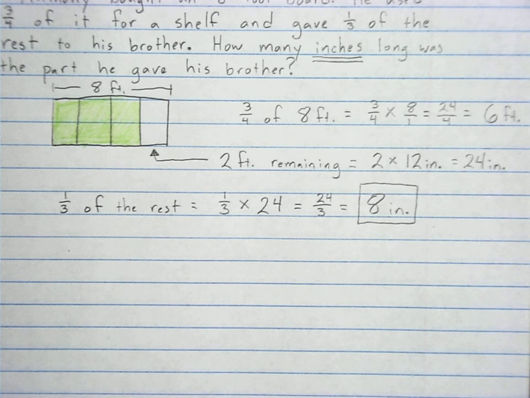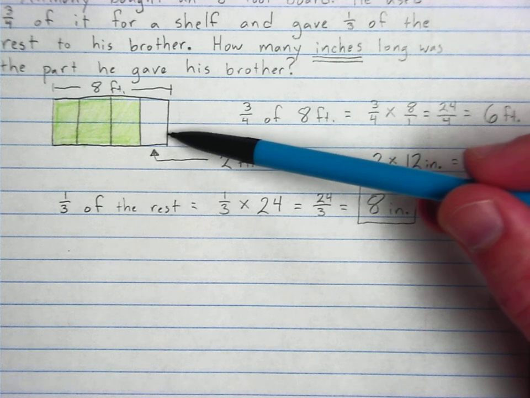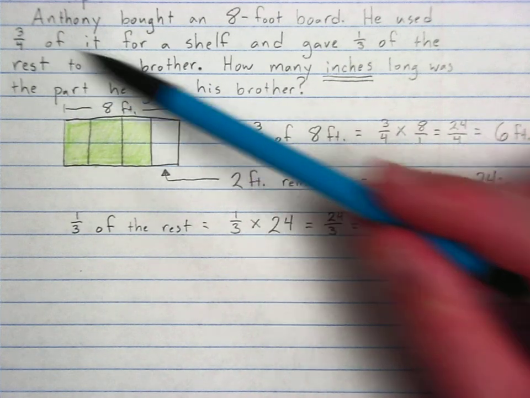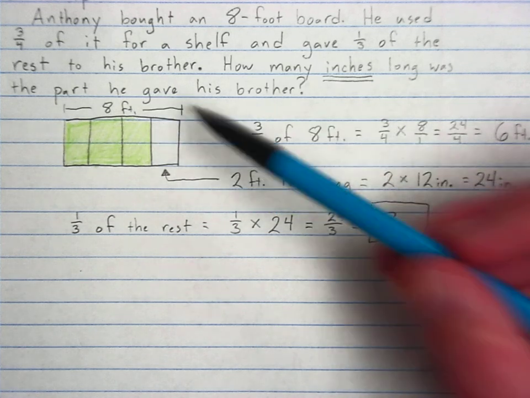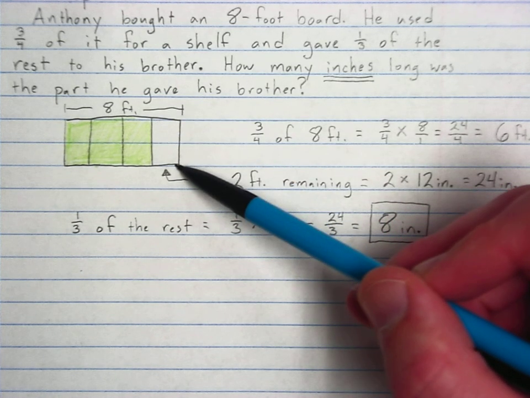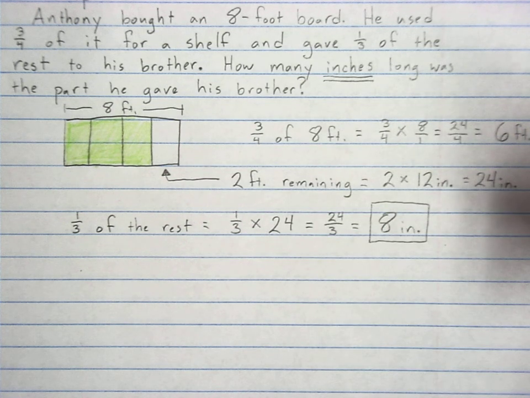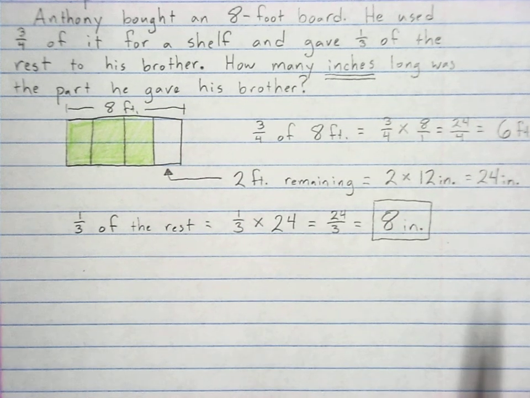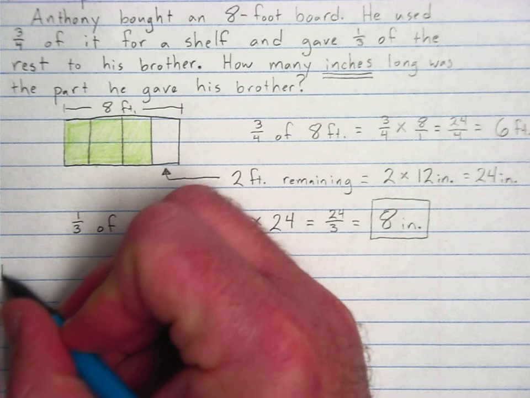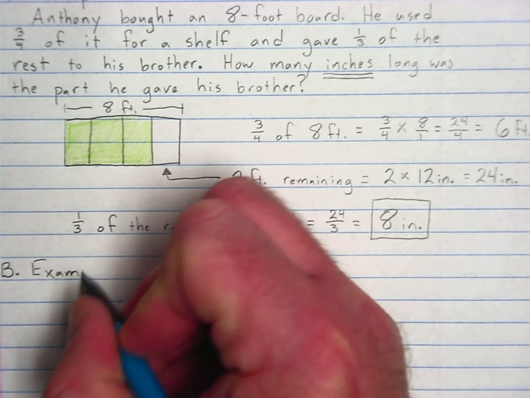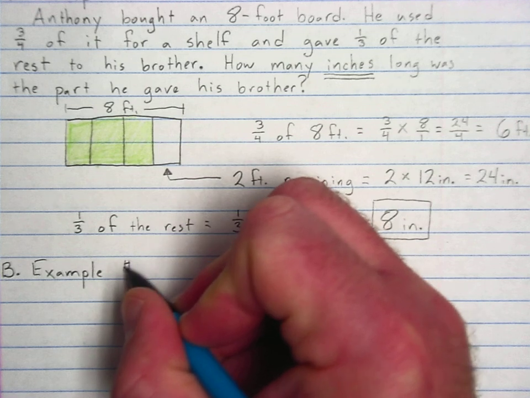Okay. We drew a tape diagram. We split it up according to the first fraction they gave us, how much he already used. That allowed us to figure out what was left. Then we figured out the fraction of what was left. Okay. Let's take a look. We will do one more example together. So let's look at example number 2.